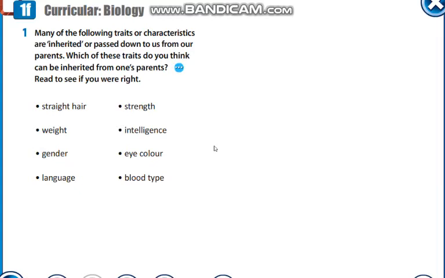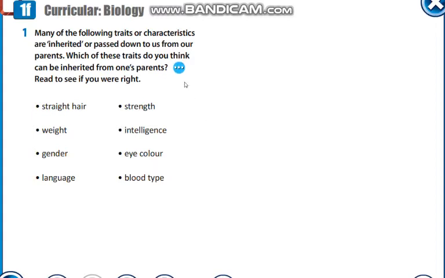Now read. And for example, straight hair, can we inherit it? Weight, gender, language, strength, intelligence, eye color, blood type. Now think about it. Think and then choose some of these traits, characteristics, then check it.